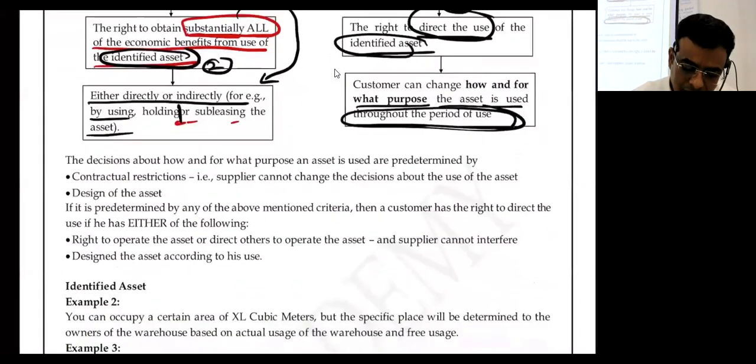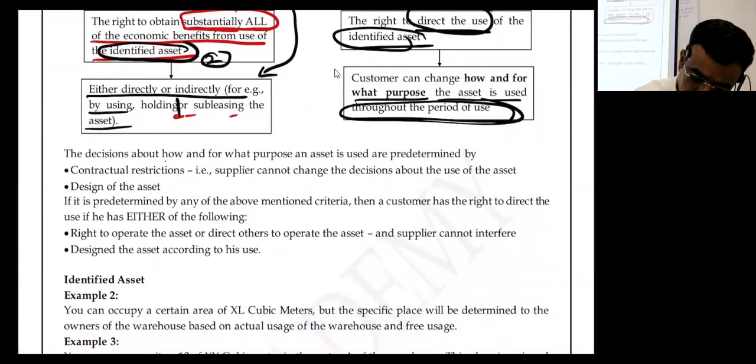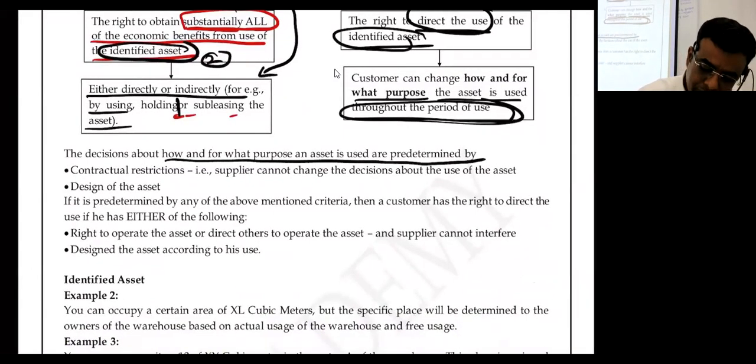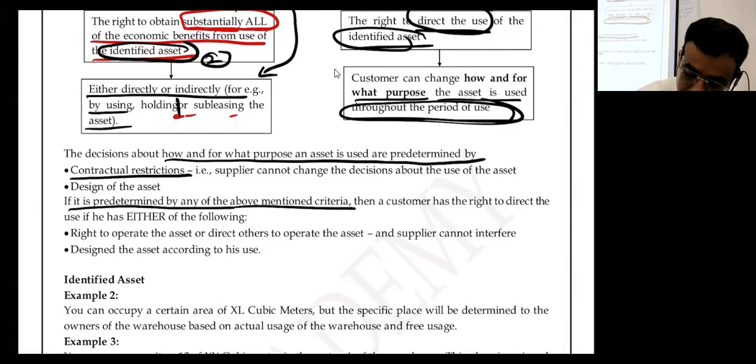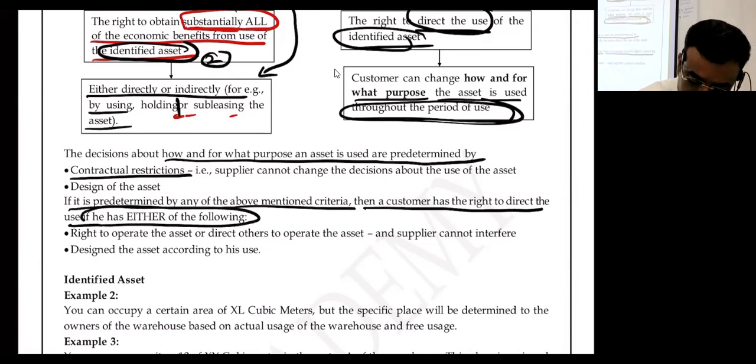Yes or no? Because the decision about how and for what purpose an asset is used is predetermined by contractual restriction. The supplier cannot change the decision about the use of the asset. The supplier should not say how it should be. Only then do I have the right to use. Yes or no? At the design of the asset, if it is predetermined by any of the mentioned criteria, then the customer has the right to direct the use if he has either of the following. If either of these two is there, they are saying the rights exist.